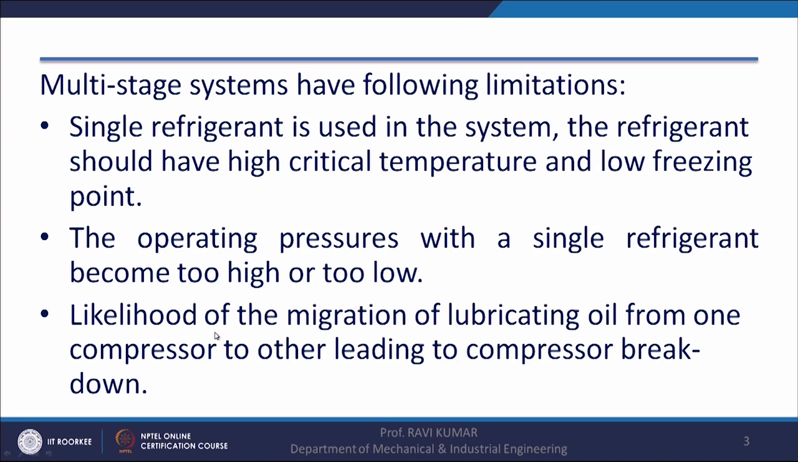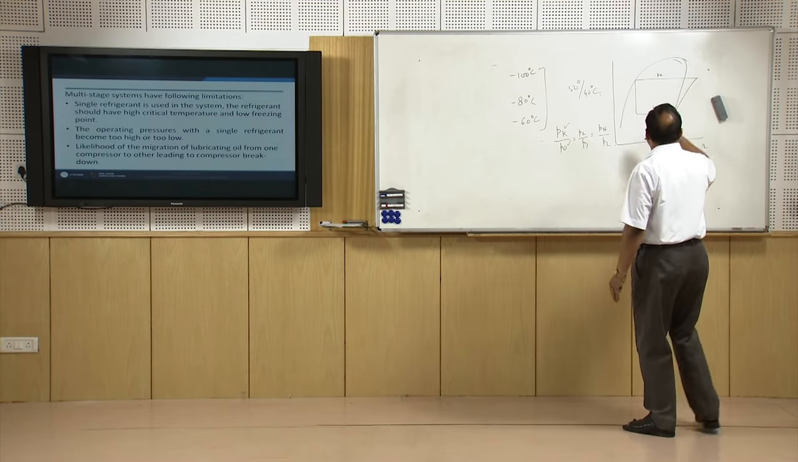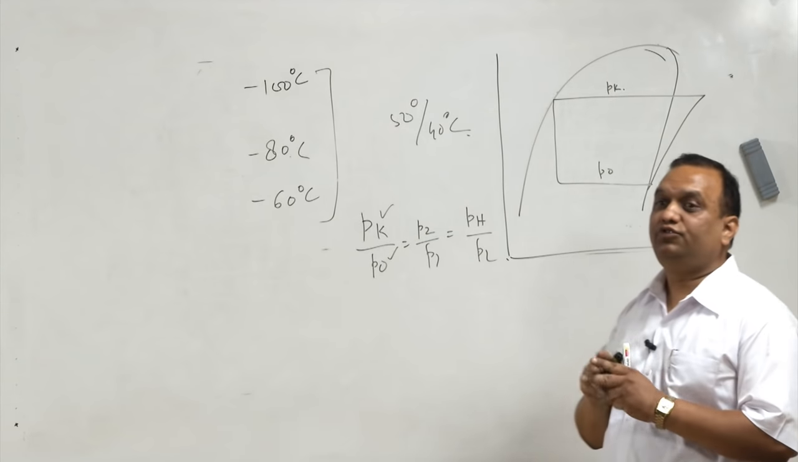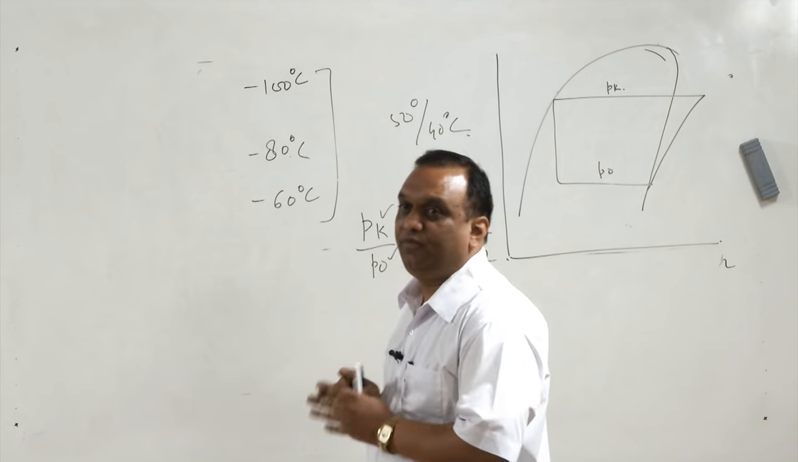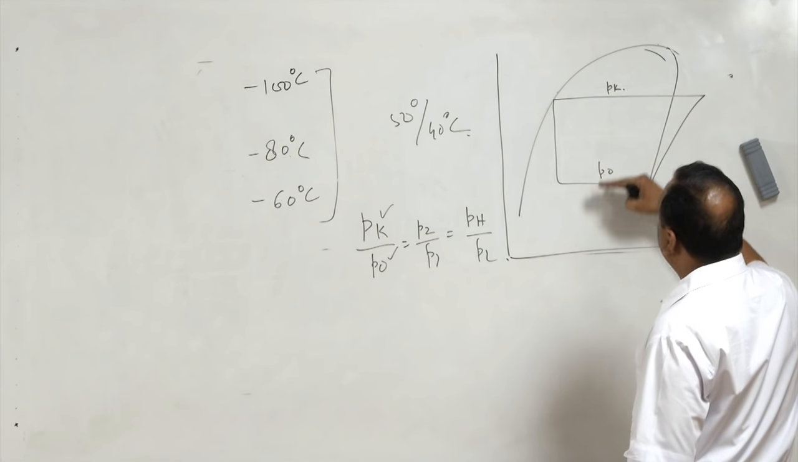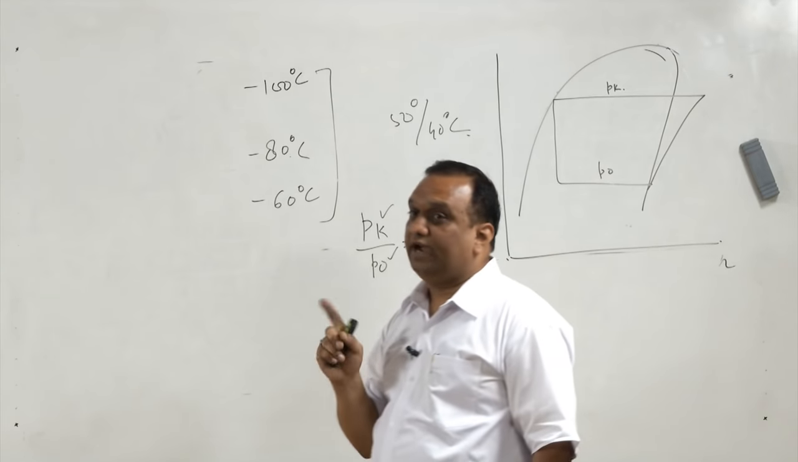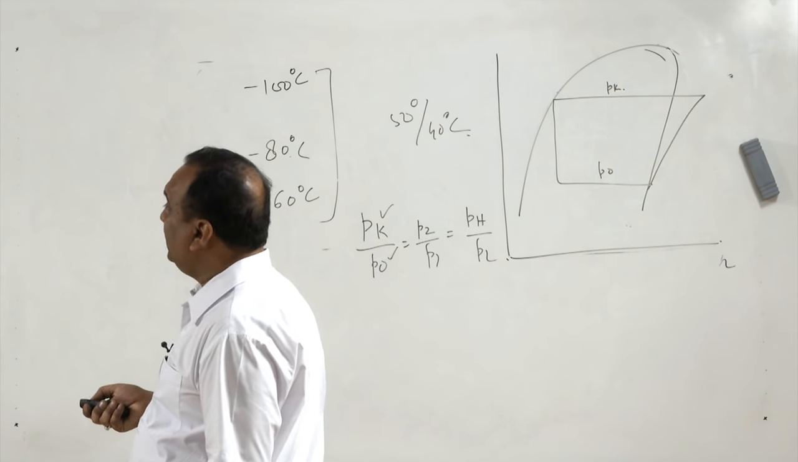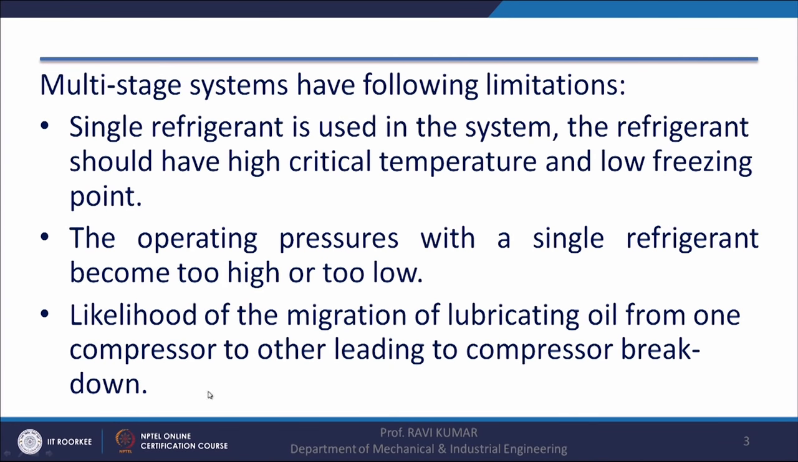In a single refrigerant system, the refrigerant should have high critical temperature and low freezing point. The farther we operate from the critical temperature, the closer we are to the COP of a Carnot cycle. So, the COP of the cycle increases when it operates far away from the critical temperature. That will not be possible when we use a single refrigerant for such a wide range. The operating pressure with single refrigerants becomes too high or too low, which I have just explained to you.